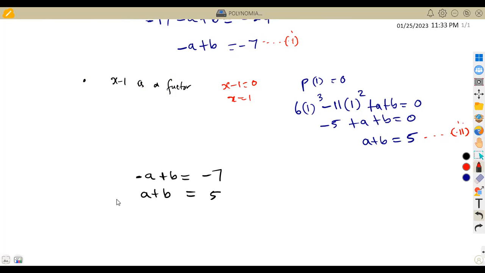Okay, so if you subtract the second equation from the first equation, what you're going to have, minus a, that's minus 2a, minus 1, minus 1. B minus b, that's a 0.